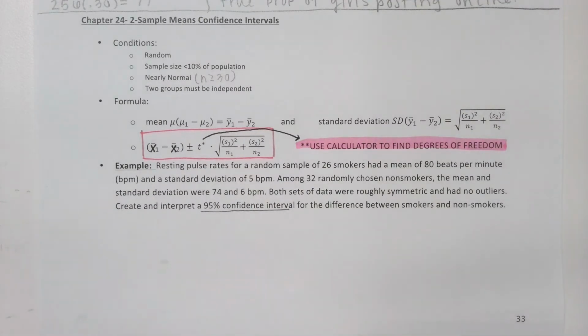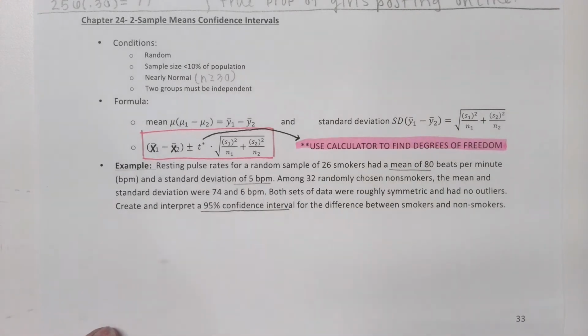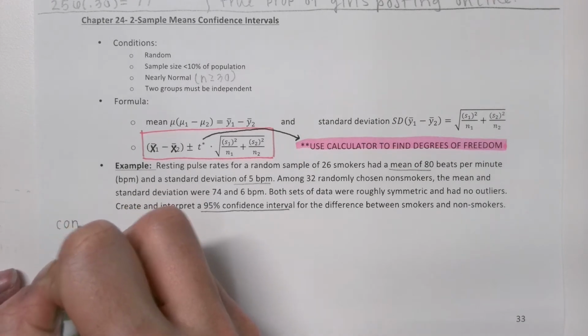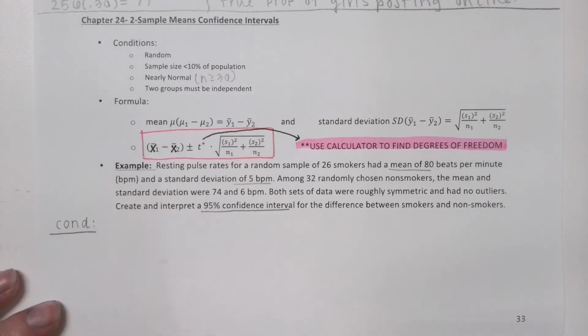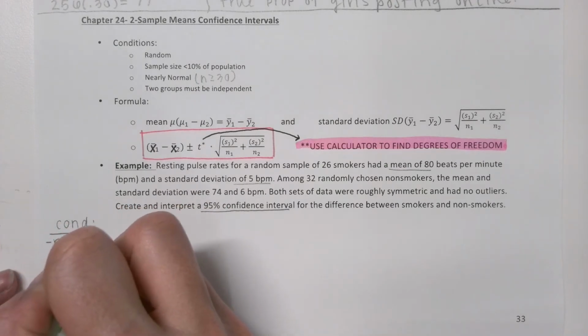So hopefully you're seeing there's very clearly two groups here, smokers versus non-smokers. No proportions are given to me. Instead, this time I am given means and standard deviations for both groups. So we'll start with checking those conditions again. I need to be random. It does say that both of these are random samples.